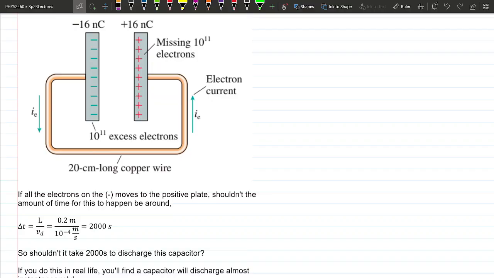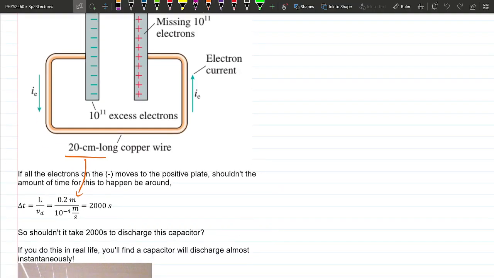But I just told you that the electron is going to take like 2 hours to get there. So why isn't there a 2 hour delay before the spark happens? In fact, if you calculate the amount of time for the electrons to travel along this wire, it's going to be 2,000 seconds. So I think that's about an hour. Any thoughts? Let's think about this a little bit. Why is that the case?